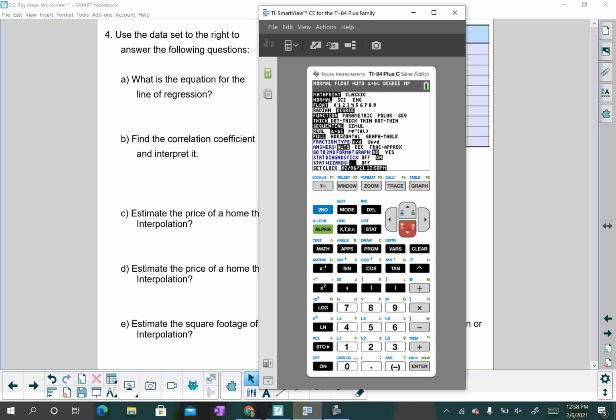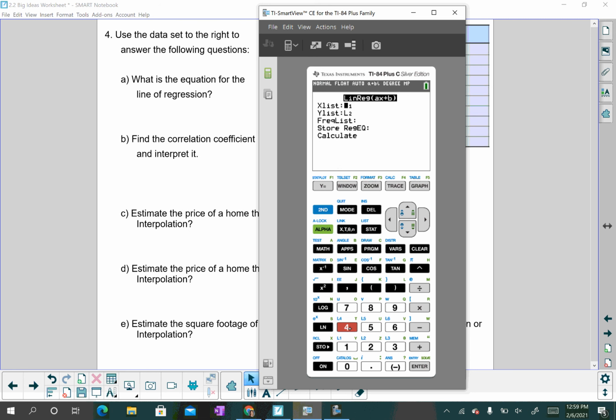All right, so once you've got your Stat Diagnostics under mode turned on, just hit quit to go back to your home screen, second mode. All right, so let's go ahead and find that line of regression. We did this in the last chapter. We're going to hit Stat, Calc, and then linear regression, line of best fit, that's number 4, the one we're looking for. And that AX plus B, remember, just means like MX plus B, or slope-intercept form of a line. Okay, so we've got L1 and L2 in there.